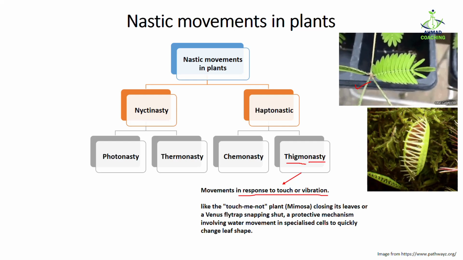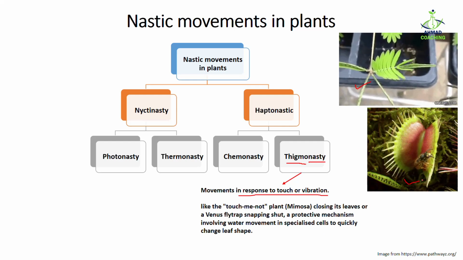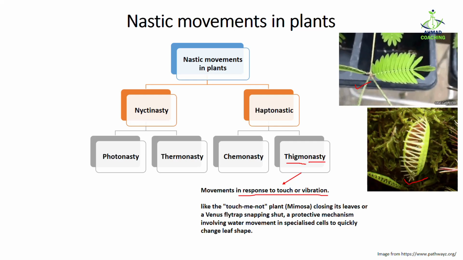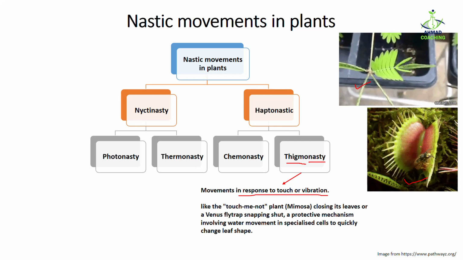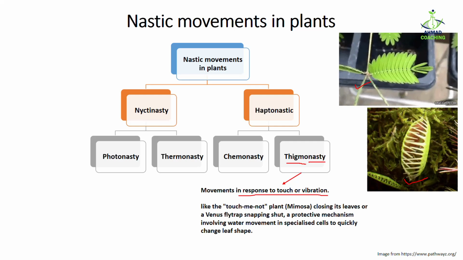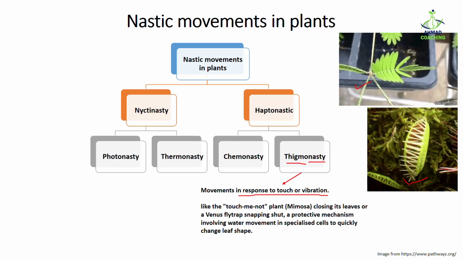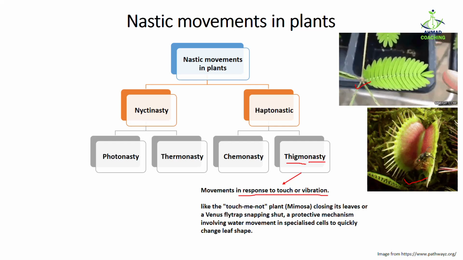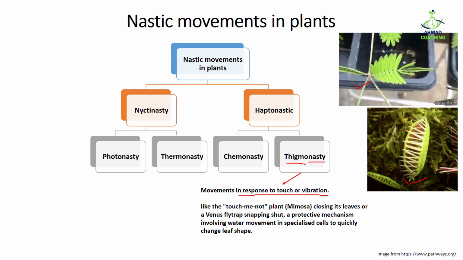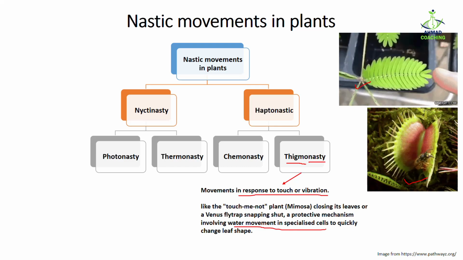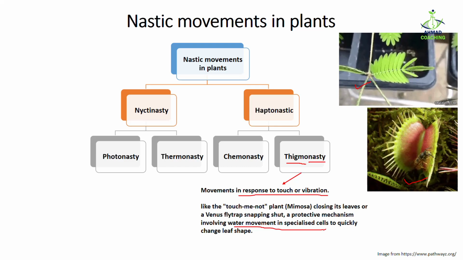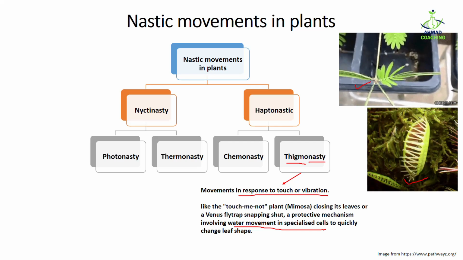Similarly, here you can see the Venus flytrap. As soon as an insect lands on its leaf, it's going to close its leaves or snap shut so that it can have this prey for its own food. It is also a protective mechanism, and it involves water movements in specialized cells to quickly change the shape of the leaf. The key point is that nastic movements are non-directional movements.